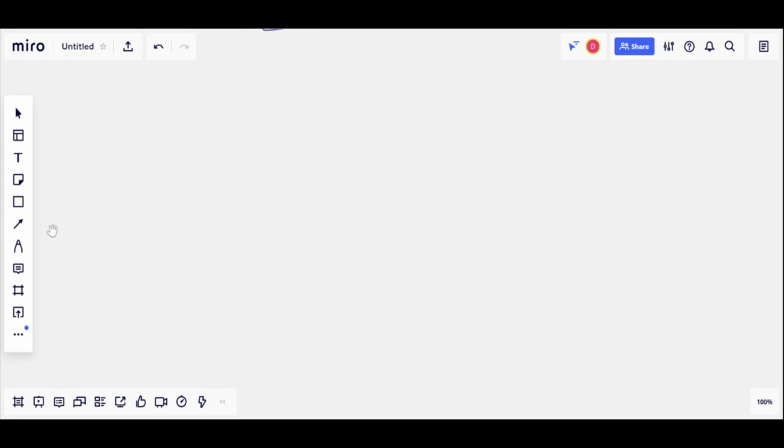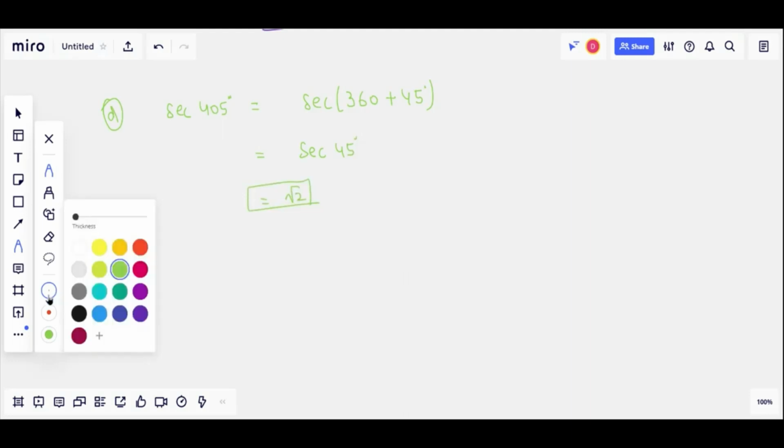Let's move ahead with the other examples. So this one is sec of 405 degrees. So again, I will try to write this as 360 plus 45. Period of sec is again 360, so this will be sec of 45, and sec 45 is nothing but square root of 2.